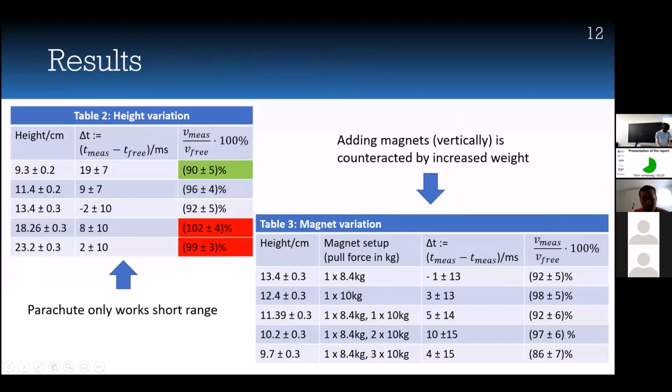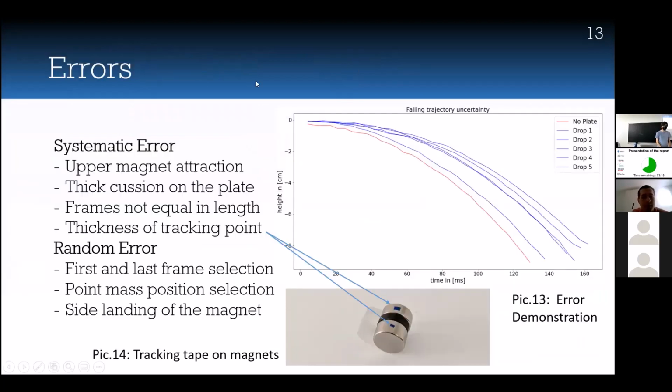Which is quite low, as you might imagine. So to the errors, I would say that the upper magnet attraction from the release mechanism might have played a role, as well as the thick cushion of the plate, which prevented analyzing the last 2 millimeters or so of the setup. Also, frames sometimes were non-equal in length by some 10% or so.